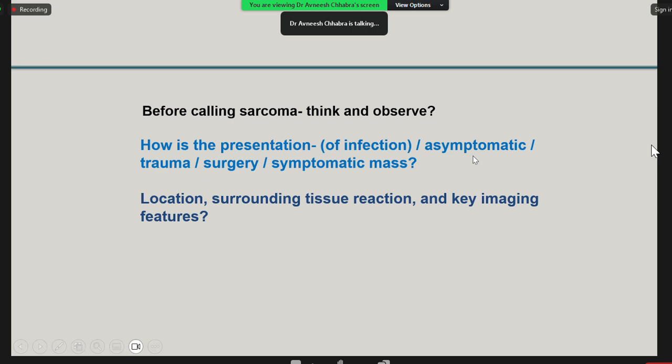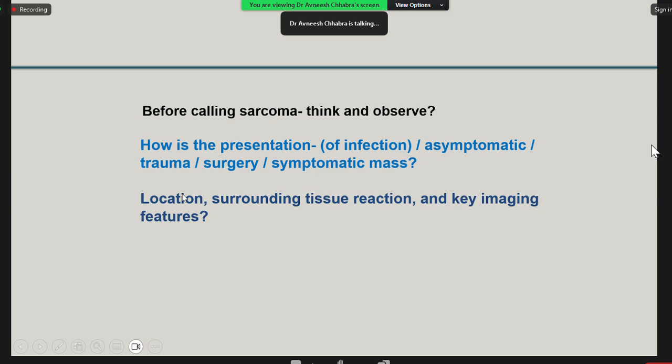The surgeon will always come and say, "Oh, Avnish, what do you think? The patient doesn't have much symptoms." So that means they are thinking benign. I just have to say benign if it's beyond my reasonable doubt. And then if there's a history of trauma, surgery, or symptomatic mass, then your differential changes.